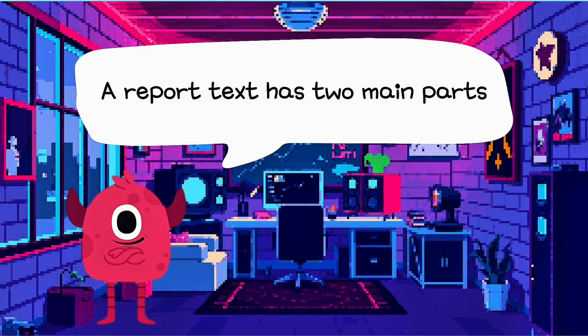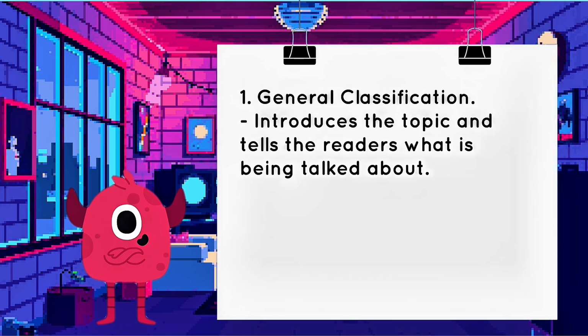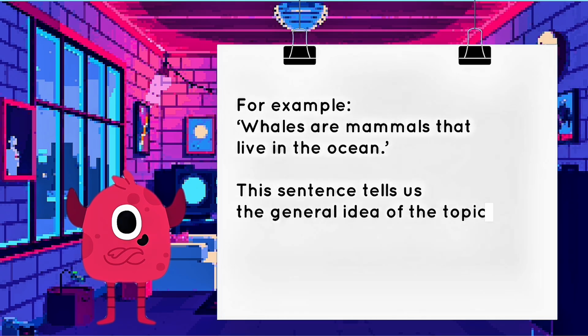A report text has two main parts. The first part is called general classification. This part introduces the topic and tells the readers what is being talked about. For example, whales are mammals that live in the ocean. This sentence tells us the general idea of the topic.